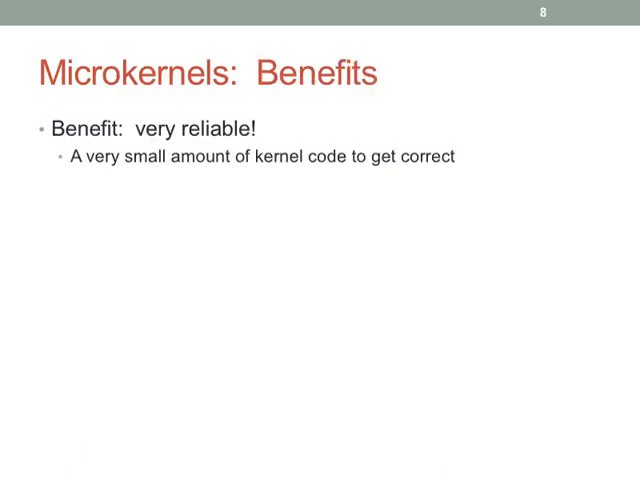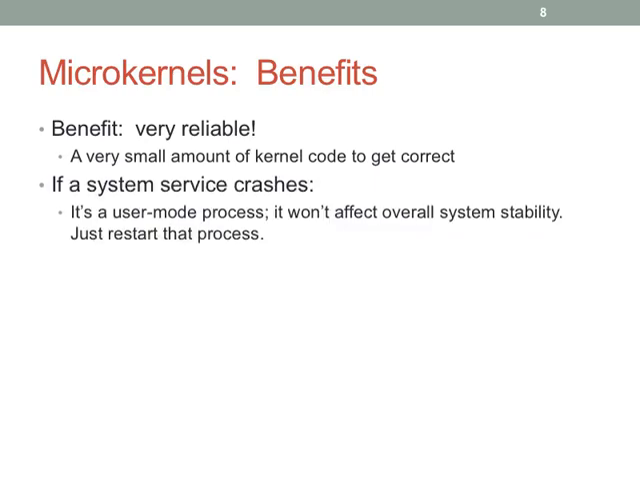Okay, benefits. Pretty obvious, very reliable. So basically, the stuff that lives in kernel mode, that's the code that can bring down your entire OS. So the less of it there is, the happier you are, because it's easy to get all those bugs out. Okay. If a service crashes, okay, no biggie. It's a user mode process. I'll just restart it. So these OSs tend to be extremely reliable because if some important part of the OS dies, you just restart it. It's no biggie.